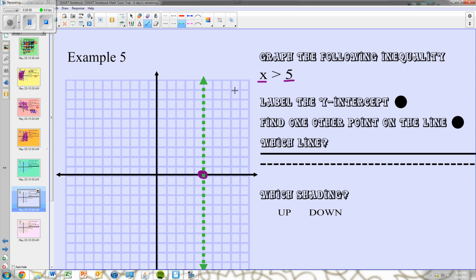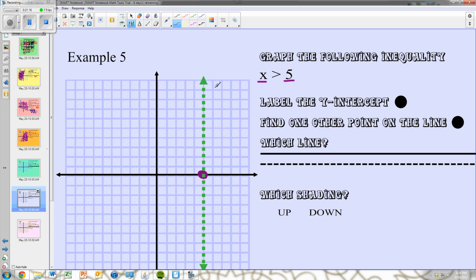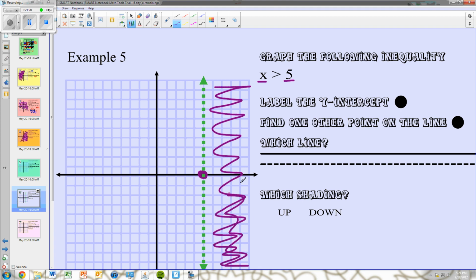And then now the only problem is with inequalities, I'm supposed to shade up or down. Well, clearly there is no up or down. There is only a left and a right. So we have to use some common sense. It says x is greater than. So do you think greater than is things that are going to go to the right or to the left? If you thought that things that are going to go to the right, then you were correct. So we're going to shade everything over here on the right side. And that would be our inequality.